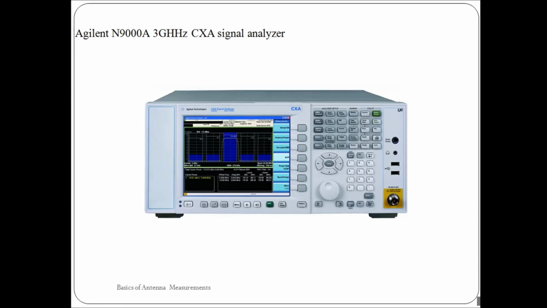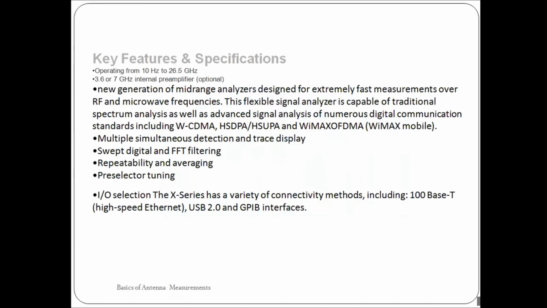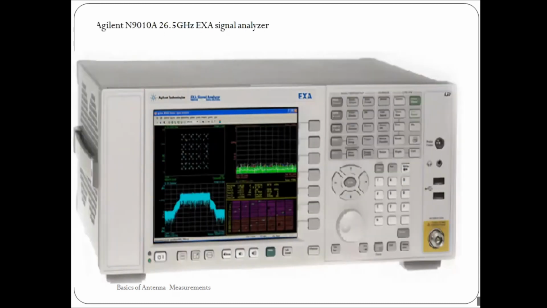Next part is whether my antenna is transmitting any biomedical signal or not. I want to test that, so that we can go for EXA or CXA signal analysis. For example, this signal analysis.